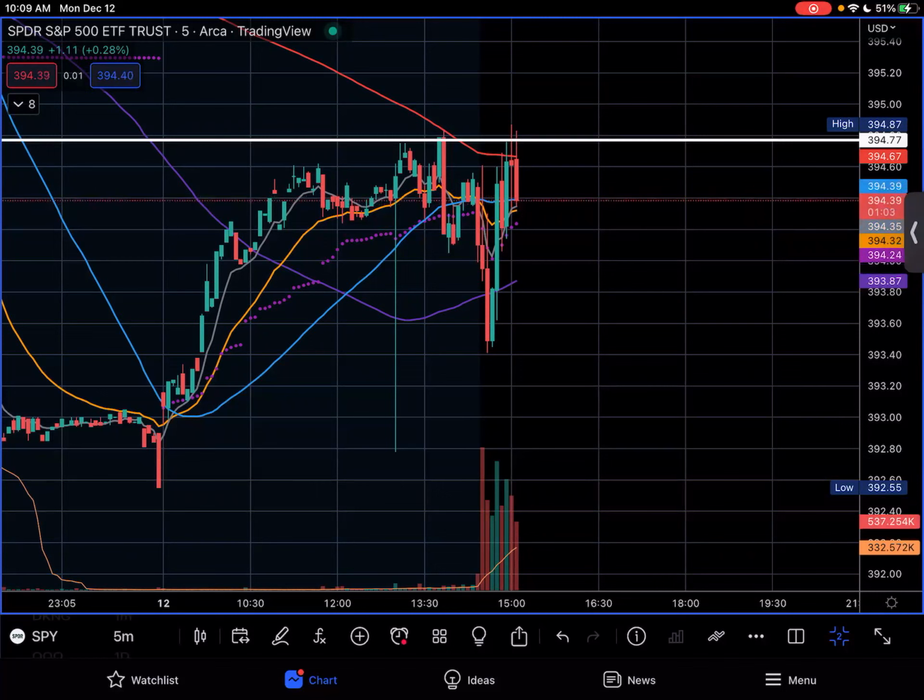Yeah, that was a pretty strong rejection. Let's see if we touch that VWAP again, and then I look for it to break below. It is really kind of indecisive today. A little bit of indecision. That's why you got to have some patience. But we're starting to move in the right direction now.